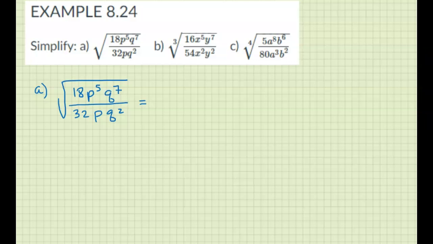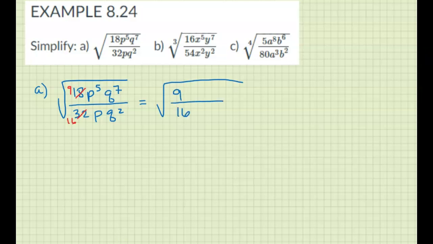So the fraction was as simple as possible, so we jumped into splitting the radical. But here I see that we can simplify things. Okay, so 18 and 32 divided by 2, so you get 9 and 16 left over. So I have square root of 9 over 16.